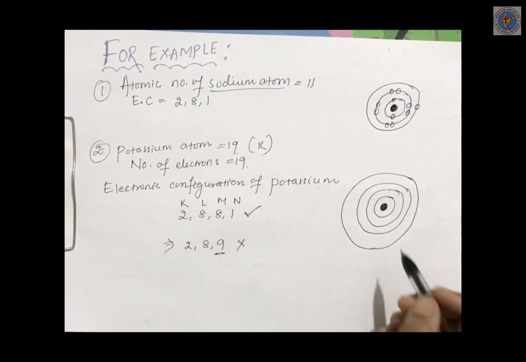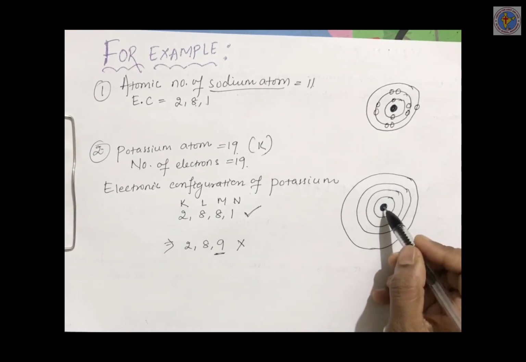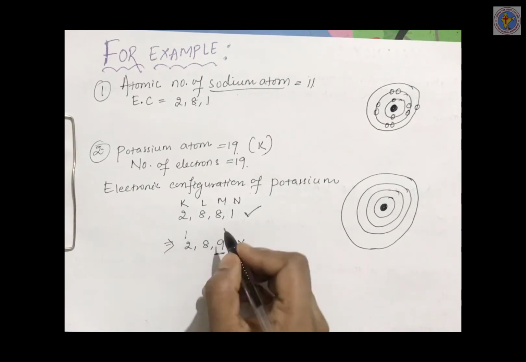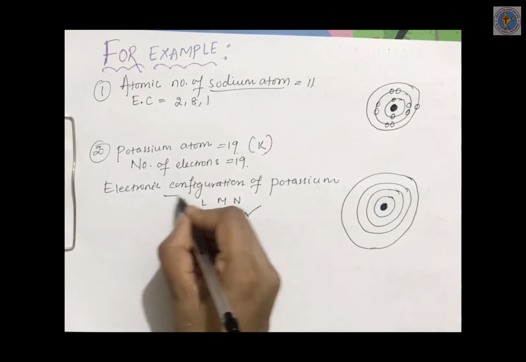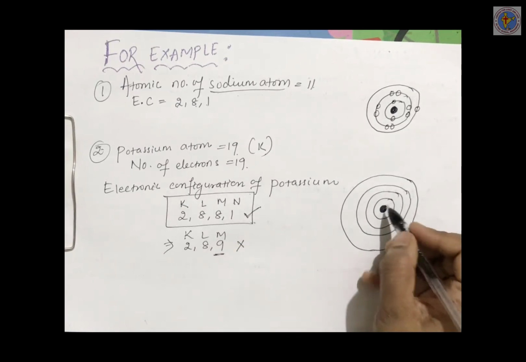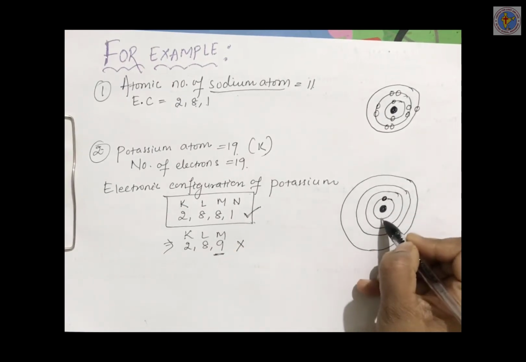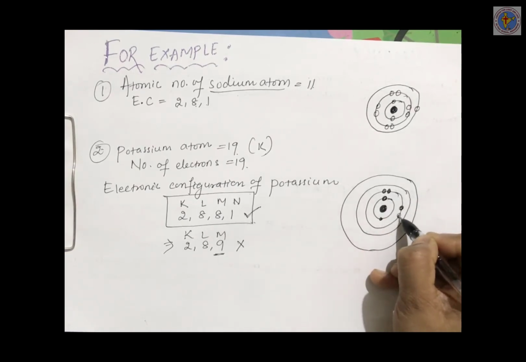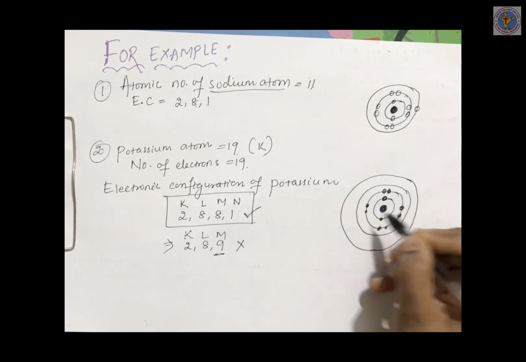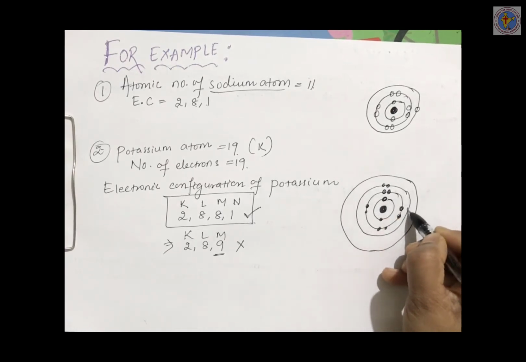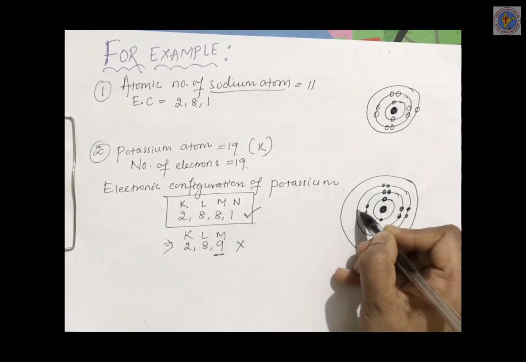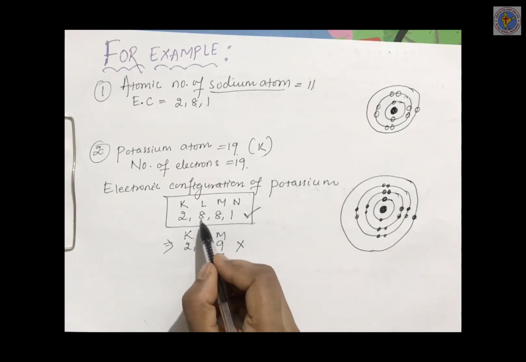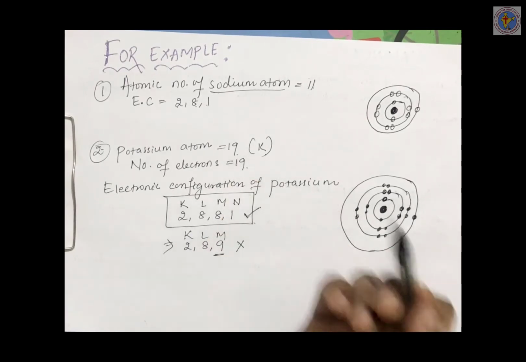Now let us draw the orbital structure. So this is the nucleus. You should not forget to draw this. After that, this is the wrong form, so we should write this one. In the K shell we have 2 electrons. In the L shell we have 8 electrons. In M again 8 electrons. And in N we have 1 electron. So in total you see 10, 18, 19. So we are getting it.